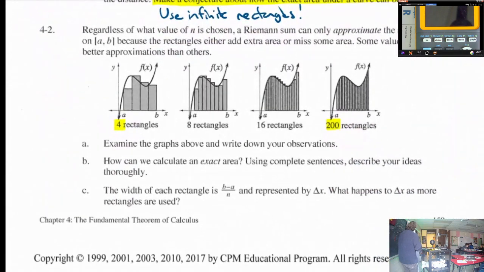4.2 says that regardless of which value of n is chosen, a Riemann sum can only approximate the area under the curve because rectangles either add extra area or miss some area. Some values of n give better approximations than others, but even this 200 rectangle graph here is still going to be a guess. It's not going to be exactly correct. As far as your observations here, more rectangles is more accurate is probably the correct answer for part A. More rectangles, more accurate.